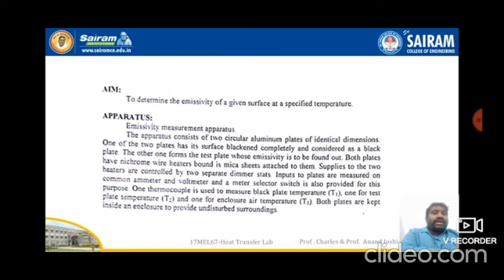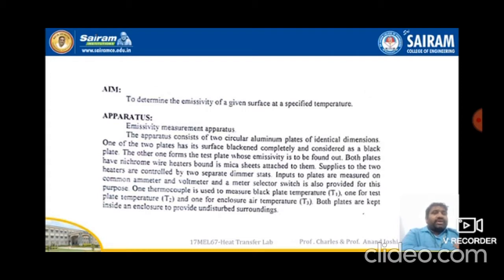Inputs to the plates are measured on a common ammeter and voltmeter. A meter selector is also provided for this purpose. One thermocouple is used to measure the black plate temperature, T1, one for the test plate temperature, T2, and one more for the enclosure temperature, that is the air temperature, T3. Both plates are kept inside the enclosure to provide undisturbed surroundings.